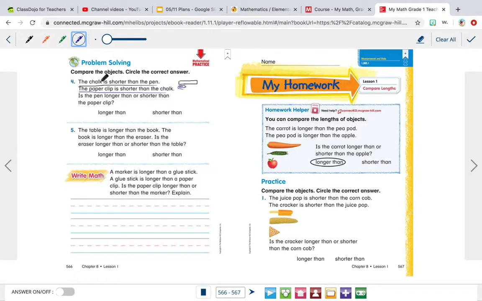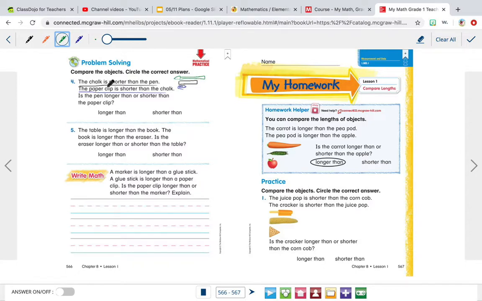Oh, I'm sorry. So the chalk is shorter, let's start again, okay? The chalk is shorter than the pen. So we know here's the chalk and here's a pen. So we're going to draw a little pen right here. Here's the little pen right here, okay? So here's my pen, and it's saying the chalk is shorter than the pen. Here's the chalk and here's the pen. The chalk is shorter than it.